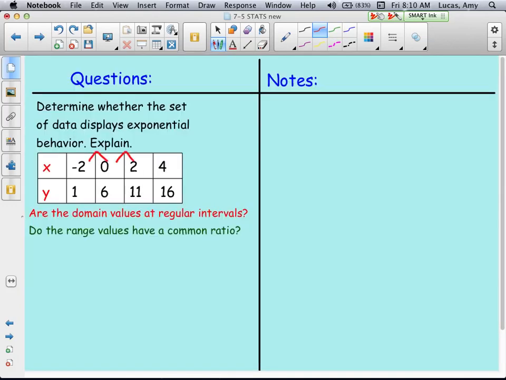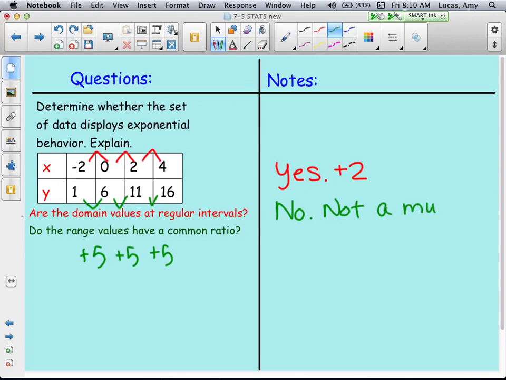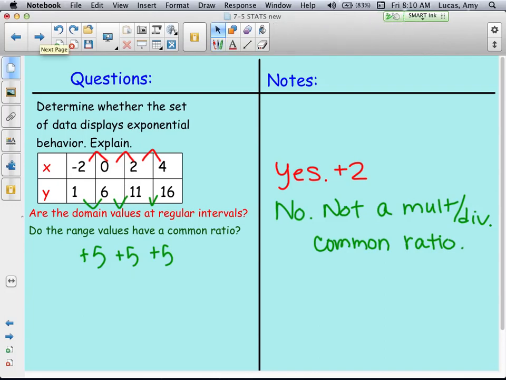This one is going up 2 each time, so I'm going to say yes, it's going up 2 each time. And then this one, it's going up 5, up 5, up 5, so I'm going to say no, it's not a multiplication or division ratio. So it's not a common ratio. It's an arithmetic sequence. Arithmetic is an adding or subtracting pattern where you've got a common number being added or subtracted each time. So this is not going to be exponential behavior.